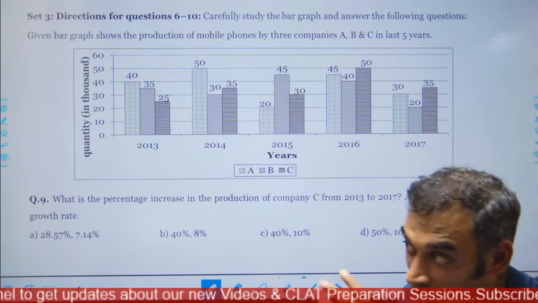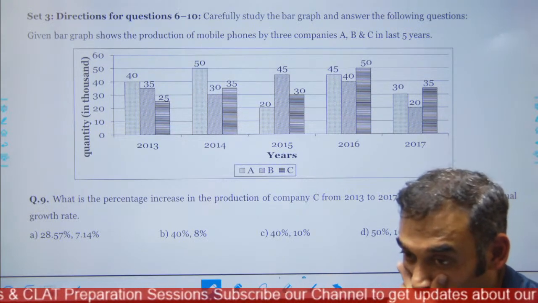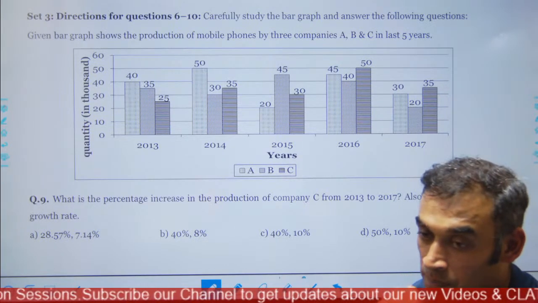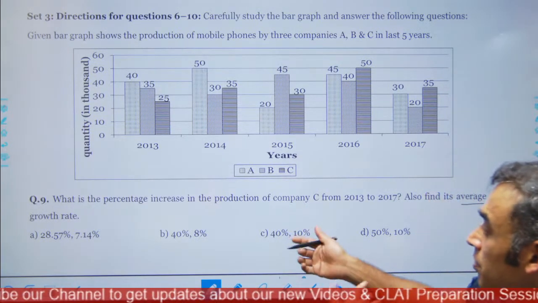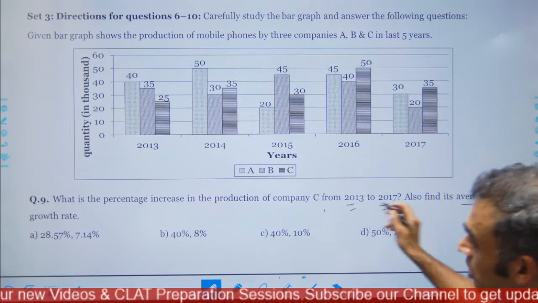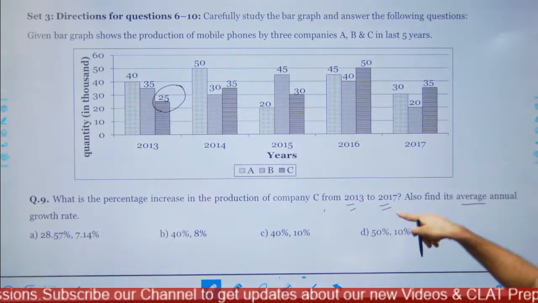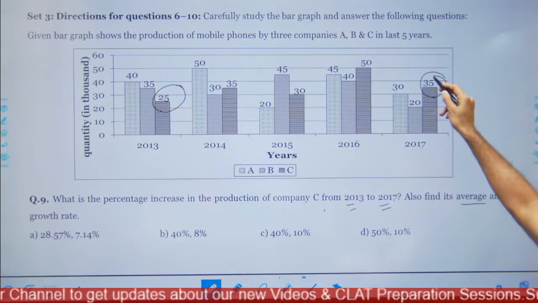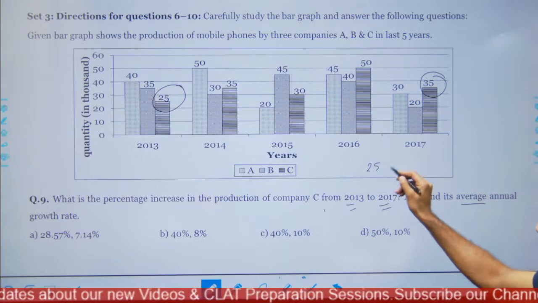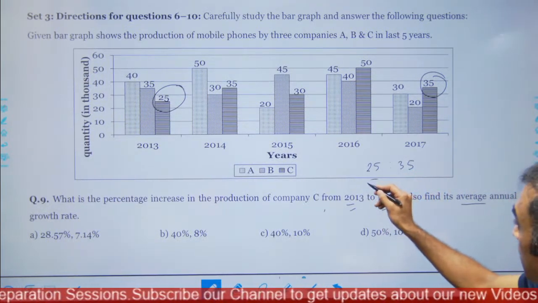So the entire difference is a 1.25. So deal very, very carefully with questions where the options are very close, right? Now look at the percentage increase in production of C from 2013 to 2017. 2013 is 25, and in 2017 it becomes 35. I taught you in the last class how to do 25 to 35.